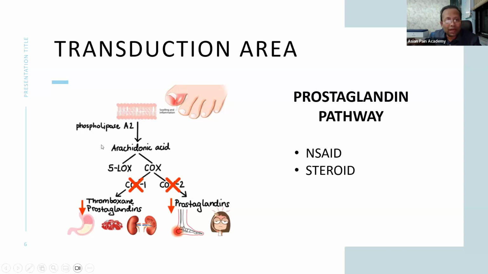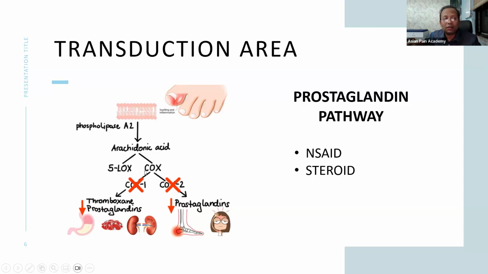When we stop the arachidonic acid formation, that means we are stopping the phospholipase A2, that is done by steroid. Then we are treating at the transduction area of the pain pathway, but one step higher, I mean, like in phospholipase A2. When we are stopping the COX part, mainly, this is not the LOX part, that is a different group of drug, of course.